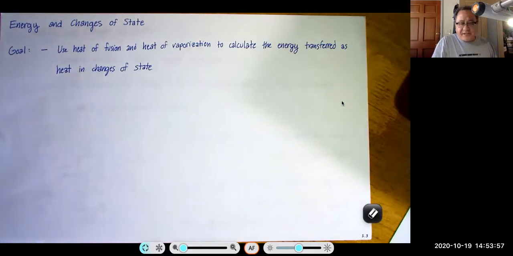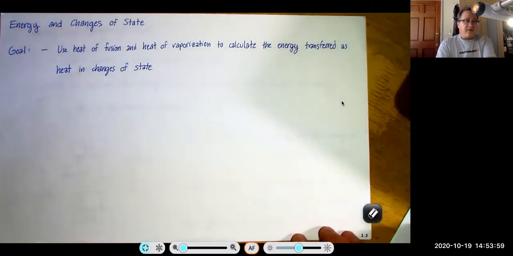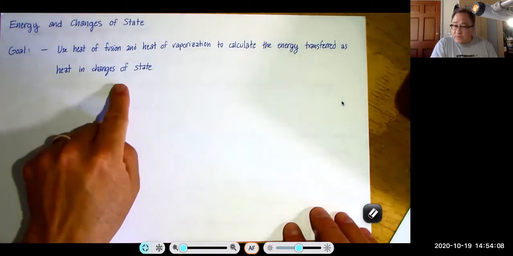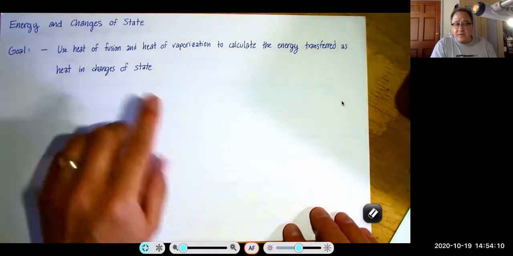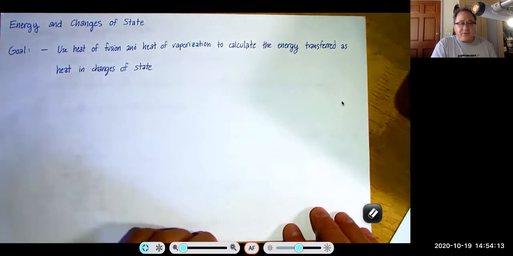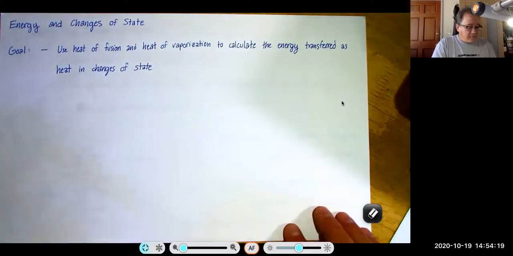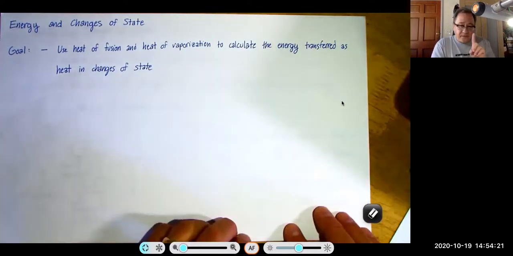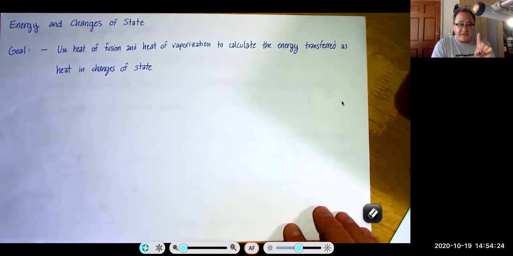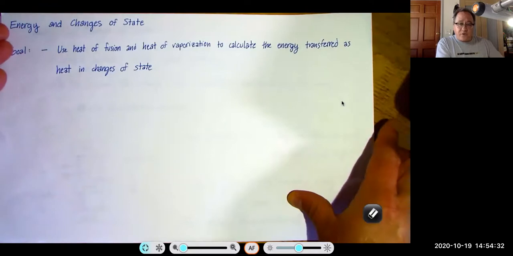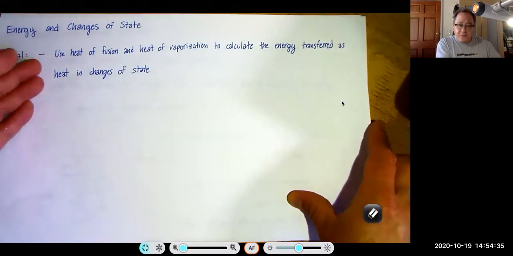Okay, our next section is energy and changes of state. The goal is to use heat of fusion and heat of vaporization to calculate energy transformations and changes of state. It's important to understand that when we talk about changes of state, there is no chemical reaction occurring. So this would be like ice turning into water, water turning into steam, gold melting. The idea is that the substance stays the substance it is. It's a physical change, not a chemical change. So this guides us for changes of state for substances, which is a physical change.